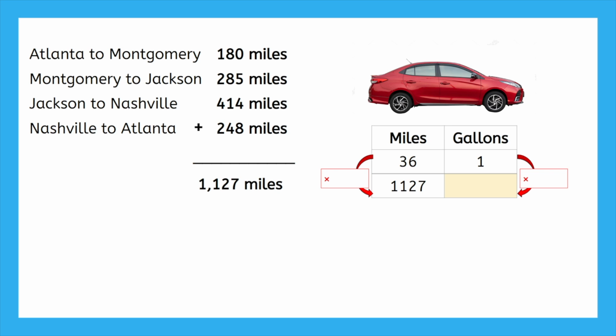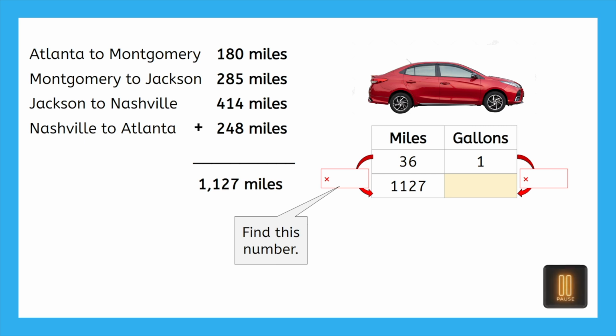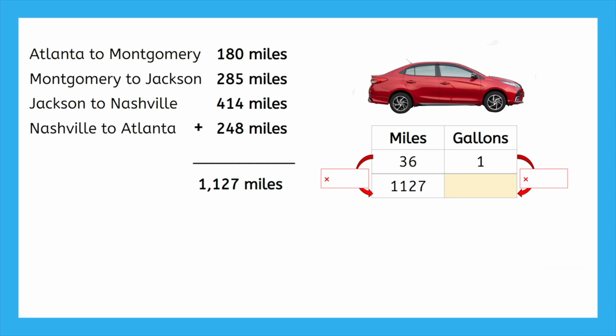What would that number be? You can use a calculator here. To find what number multiplied by 36 gives us 1,127, we can divide 1,127 by 36, which would be 31.305 repeating. We multiply both numbers by 31.305 repeating.